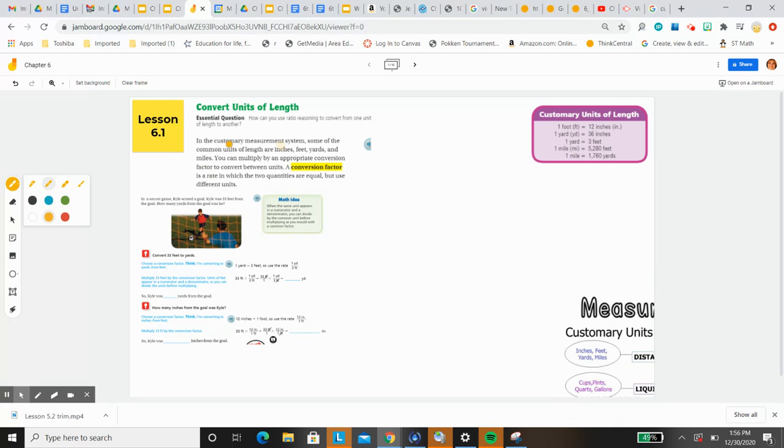But before we do that, you need to read this paragraph. This is really important. There's a very important vocabulary word right here in the yellow. Okay, I'm just trying to draw an arrow to here for you. Okay, in the customary measurement system, some of the common units of length are inches, feet, yards, and miles. You can multiply by any appropriate conversion factor to convert between units. A conversion factor is, what's this next word? Say it out loud with me. It is a rate in which two quantities are equal, but they use different units.